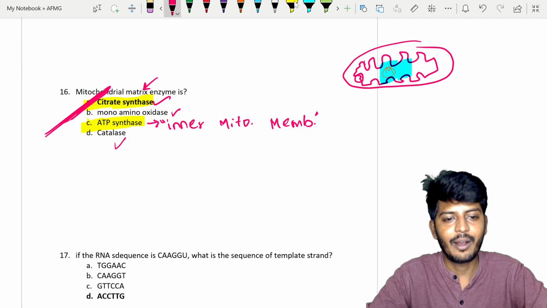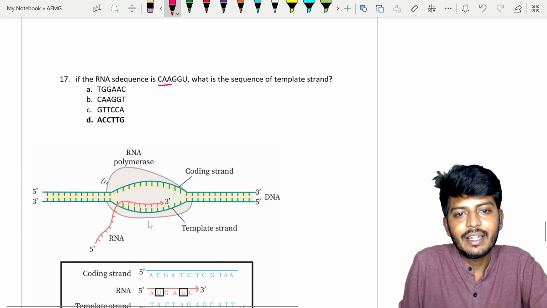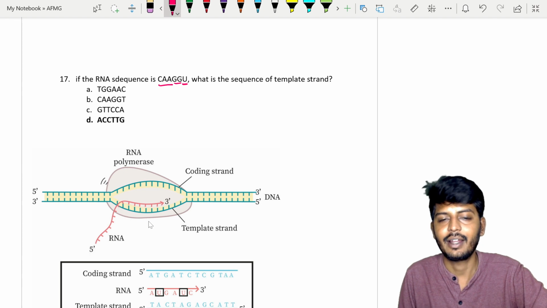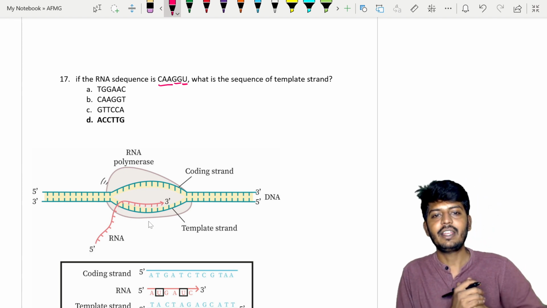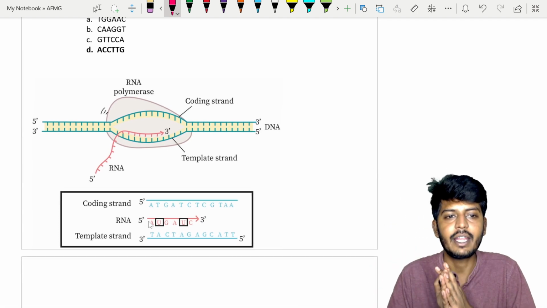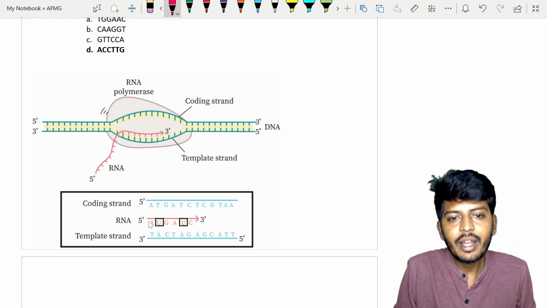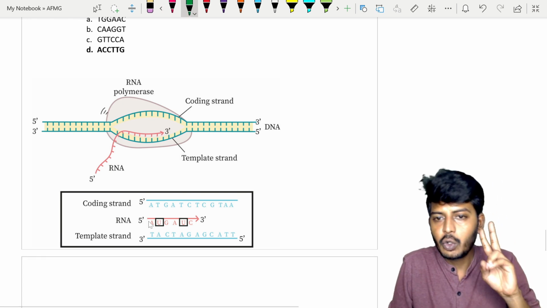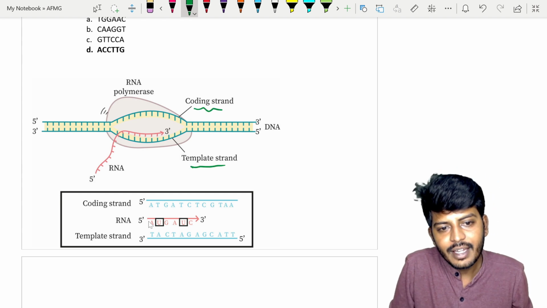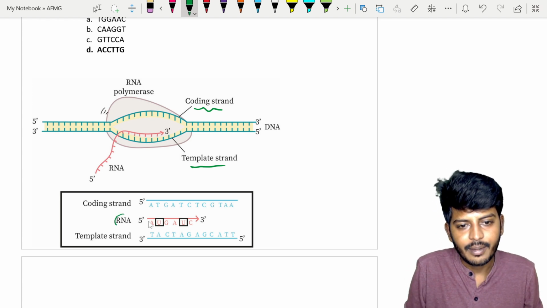Okay. Now, let's talk about this: if the RNA sequence is CAAGGU, what is the sequence of the template strand? This is very, very easy for us to understand. First, let's understand this picture. When we take a DNA, we are going to separate the DNA. Now, whatever separation is there, please listen to me, there are two strands. One is called the coding strand, one is called the template strand. Now, whatever this template strand is, leave the RNA for some time.